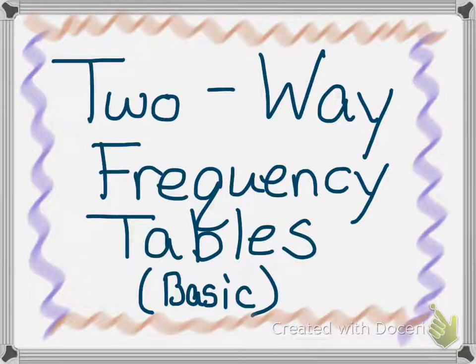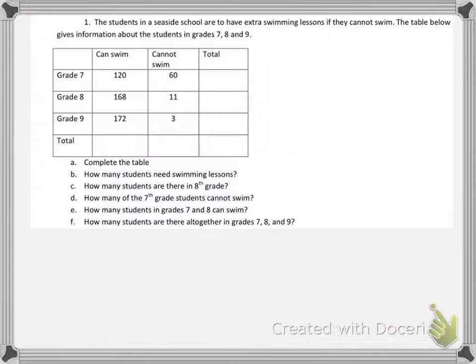Hello, everybody! In this video, I'm going to teach you guys the basics of how to fill out a two-way frequency table and answer the questions. All right, let's look at this example. It said the students in a seaside school are to have extra swimming lessons if they cannot swim. The table below gives information about the students in grades 7, 8, and 9.